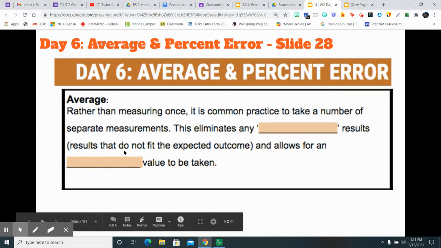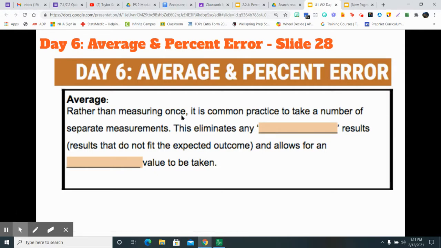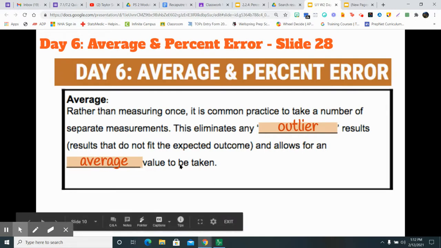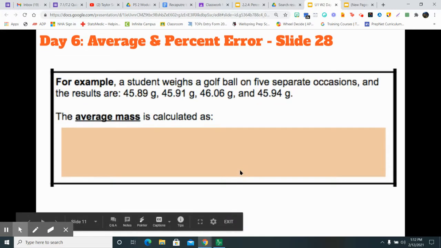So for an average, rather than measuring once, it's a common practice to take a number of separate measurements. You're not just going to measure something one time in a lab, right? You're going to take multiple trials, usually in science. So this eliminates any outliers. If you did it once, you would maybe have an outlier in your data, and if you don't repeat it, you're not going to know that. Basically, an outlier is a result that doesn't fit the expected outcome, and repeating allows for an average to be taken. So we do have to calculate averages.